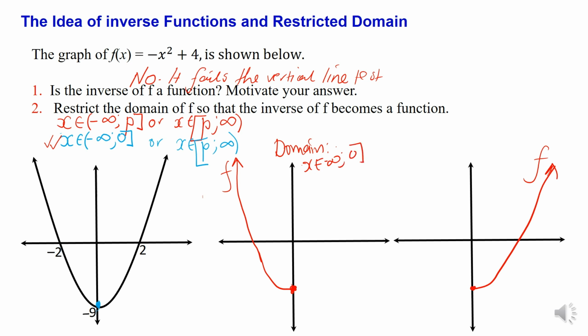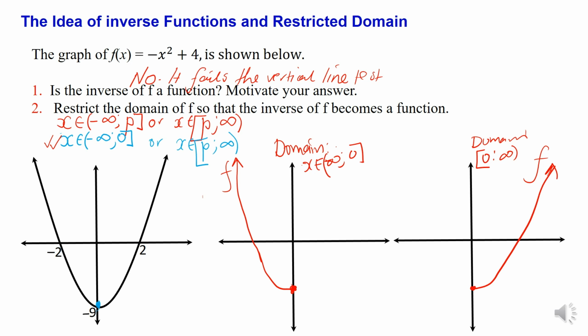Remember, domain means from left to right. Where does the graph start and where does it end? For this one, the domain is from 0 going to the right hand side. The domain has been limited, or the domain has been restricted. And if the domain is restricted, then the inverse will become a function.